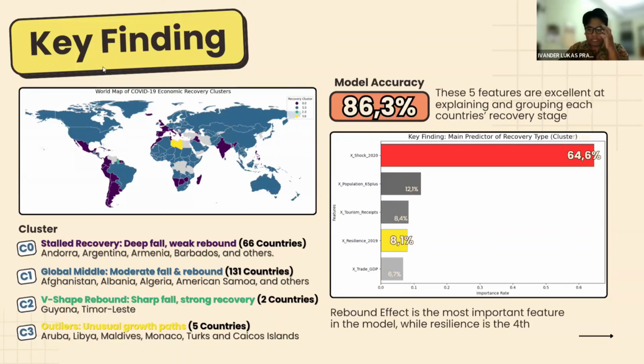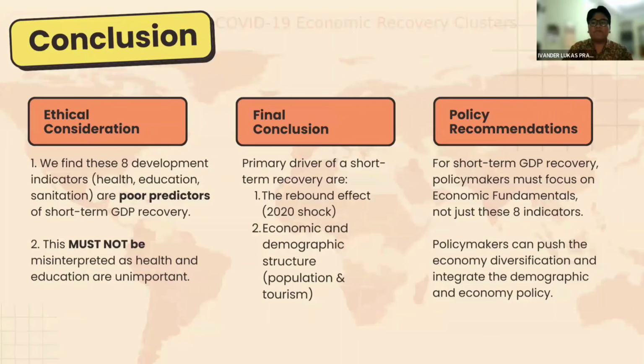This means the recovery type is shaped mostly by the depth of the initial hit, then who you are, such as older population, tourism exposure, with pre-COVID resilience playing in a supporting role. Or we can just say that the pre-existing capacity and the health preparedness didn't necessarily translate to faster short-term GDP recovery. And so in the conclusion section, we have 3 big points that we're going to discuss.